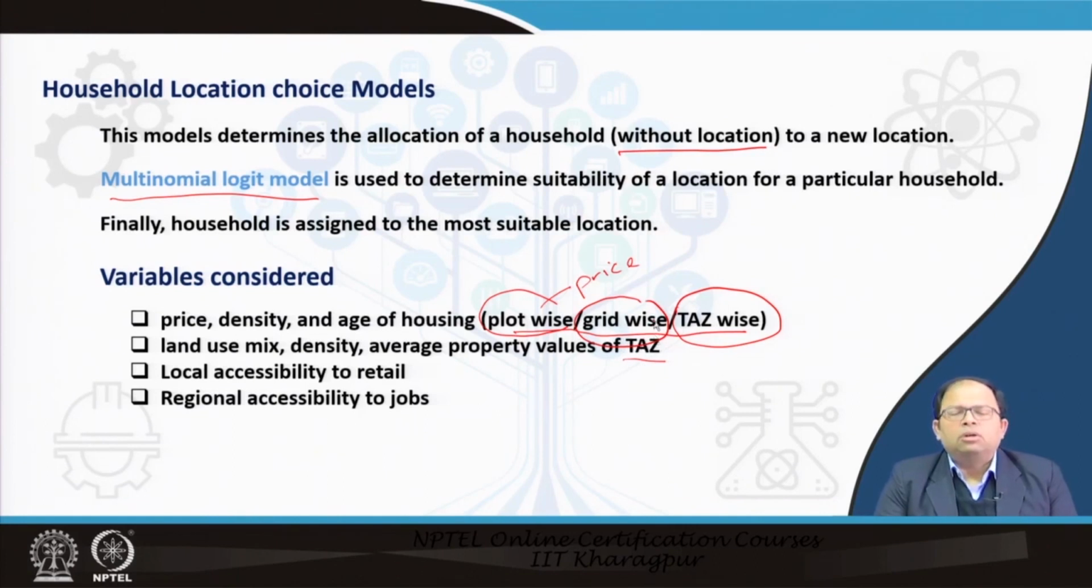So as you can understand, household location choice models work best when we go for a smaller classification or smaller zones. For example, if we go grid wise, then the model's applicability increases. Local accessibility to retail is another characteristic. This is where the accessibility model contributes: we can use the accessibility values calculated through the accessibility model to determine the accessibility to retail, and similarly regional accessibility to jobs could also be estimated from the accessibility model. So accessibility, which is basically different attributes of transportation, then the land use characteristics and the plot or the housing characteristics all play a role in a household's decision to shift to a particular area.